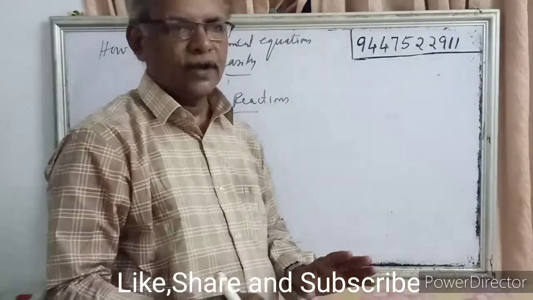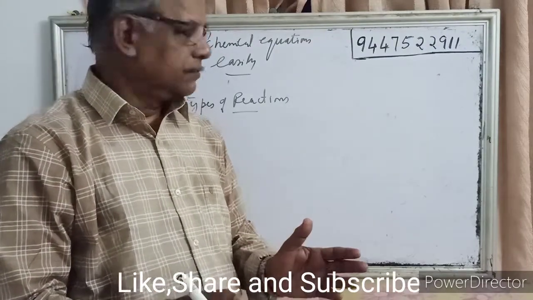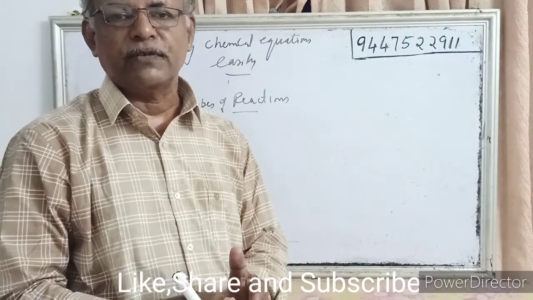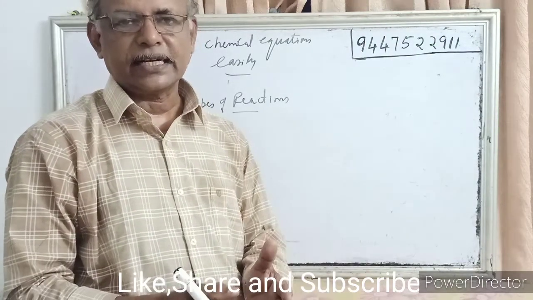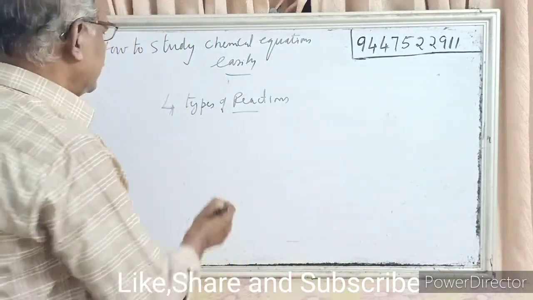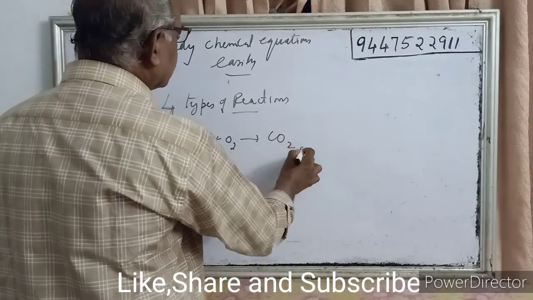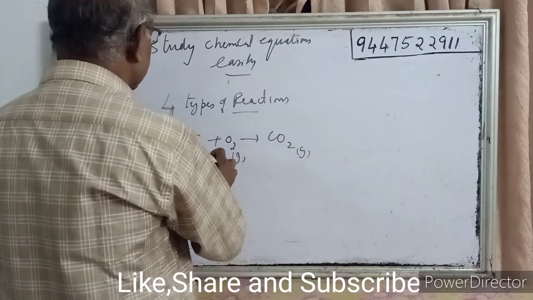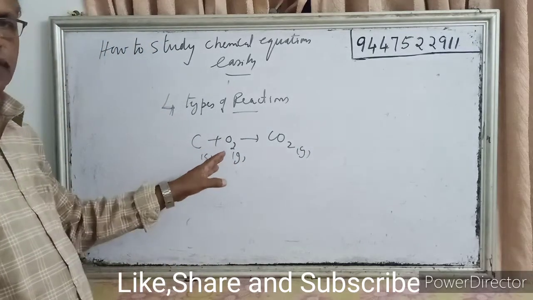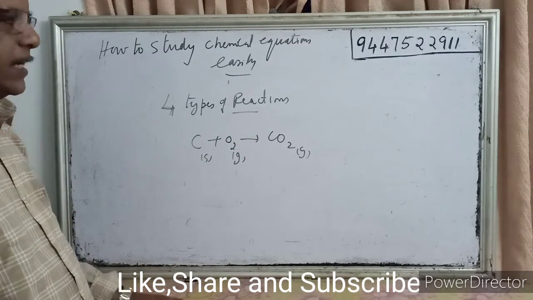Which are they? One is combination reaction. That is, 2 or more reactants combine to give a single product. That is a combination reaction. For example, C plus O2 gives CO2. So that is a combination reaction. 2 or more reactants combine to give a single product.